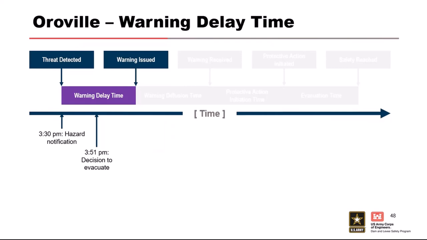And then once they decided to do the evacuation, that was 20 minutes later, about 30 minutes after that, they actually issued that first warning. So we talked about that warning issuance delay from hazard notification, zero communication delay. It was like, what, 50 minutes? 50 minutes before they issued the evacuation order. So that delay is important.